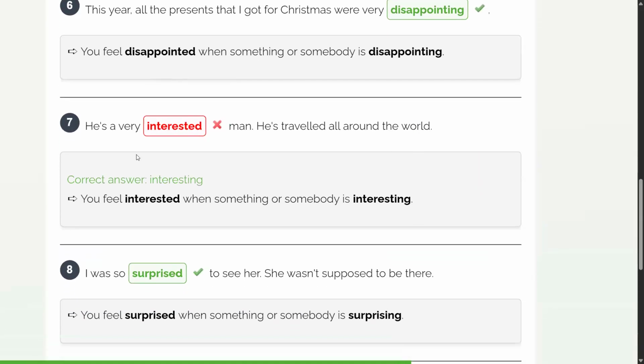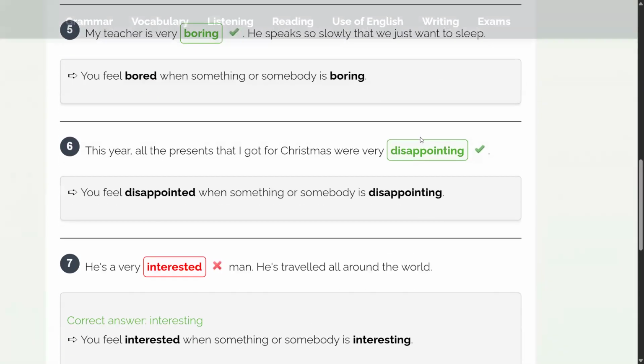And number 7, he is a very interesting man. He is traveling around the world. So don't forget that you feel interested when something or somebody is interesting. So in this case, he is interesting. Es que aquí es como si estuviéramos diciendo, él está muy interesado in something. But in this case, we don't want to say that with that expression. We want to say that he is very interesting, that this person es interesante. Why? Because he traveled all around the world.